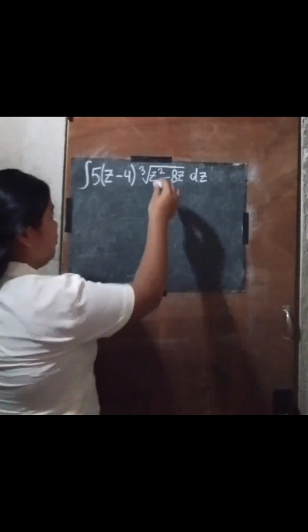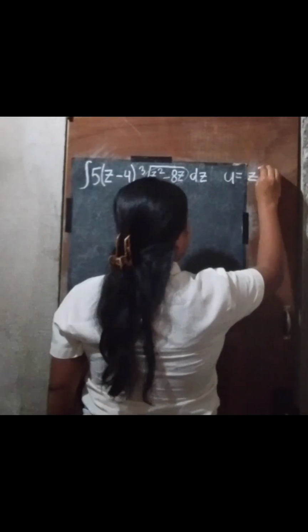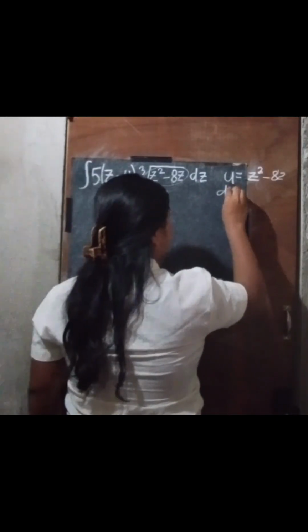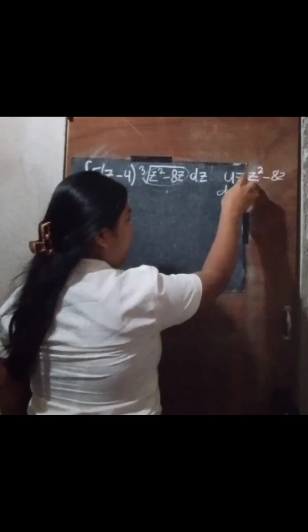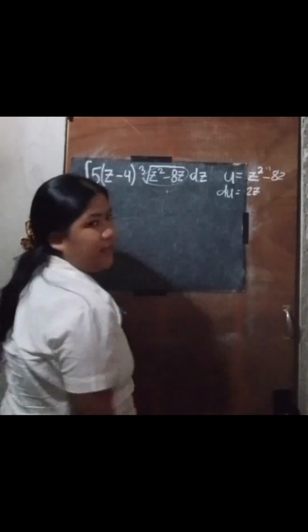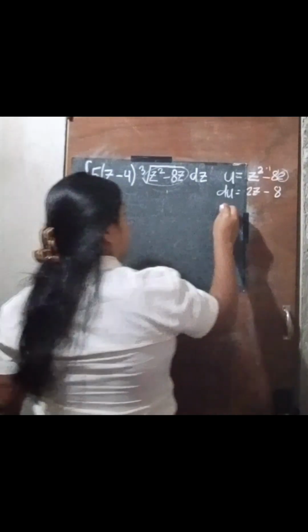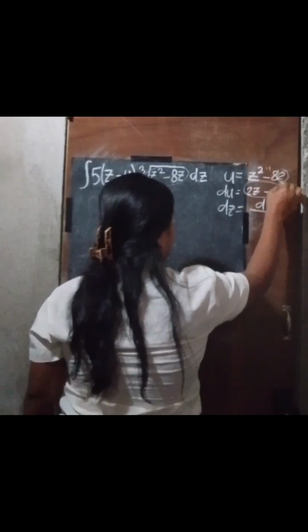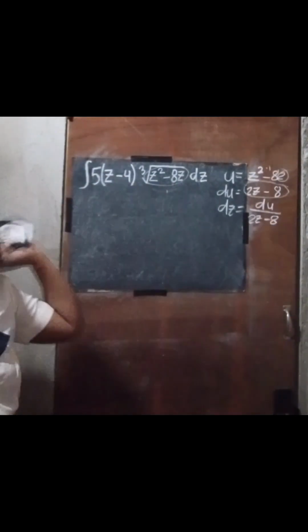So we have here our u. Our u is equal to z squared minus 8z. Then we derive it. So, the du is equal to 2z minus 8, since the derivative of z squared is 2z and the derivative of 8z is 8. That is the derivative of u. Then, the dz is equal to du over 2z minus 8.